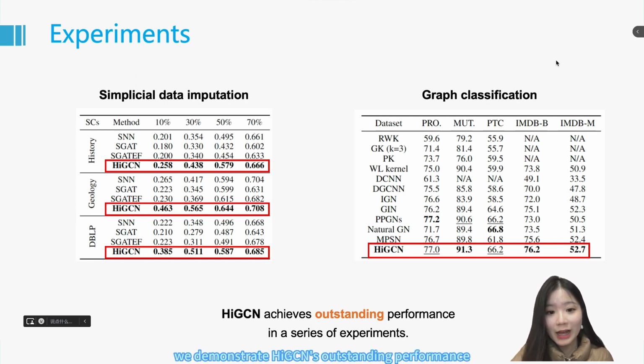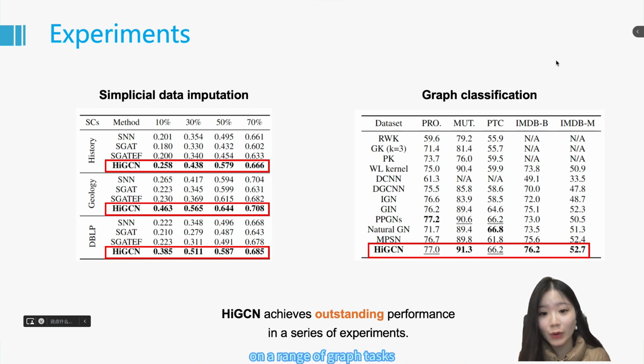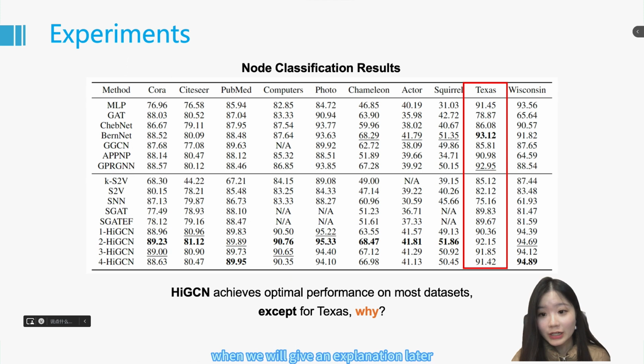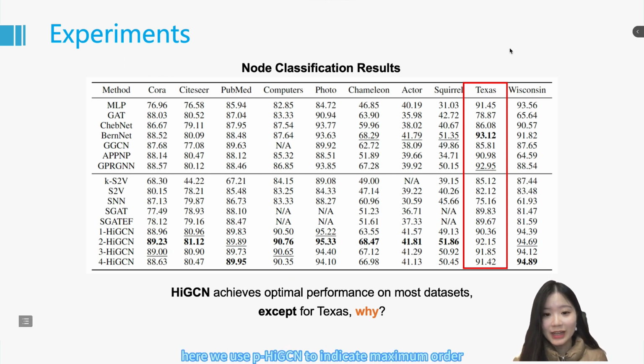We demonstrate HyGEN's outstanding performance on a range of graph tasks, including simplicial data imputation and graph classification. Our model HyGEN also achieves the optimal performance on most datasets on node classification tasks, for example like this. But we can't get the best performance on the Texas dataset. We will give an explanation later. Here, we use p-HyGEN to indicate the maximum order of structures that are considered. Generally, 2-HyGEN and 3-HyGEN outperform 1-HyGEN, suggesting the value of higher-order information in graph learning.